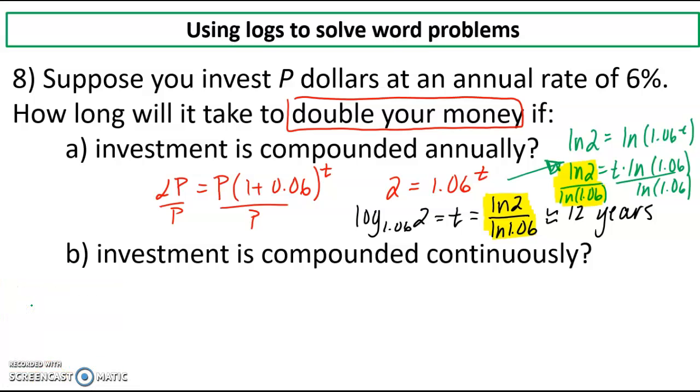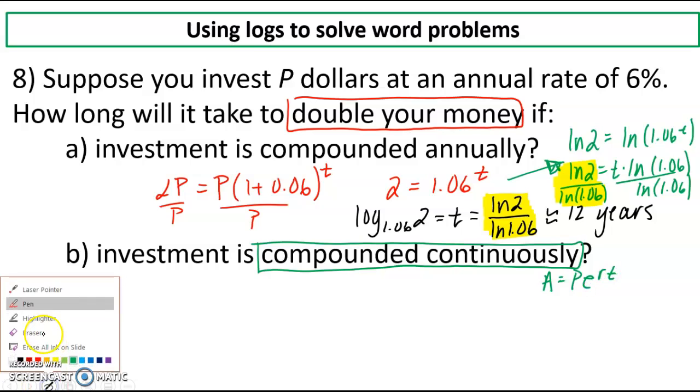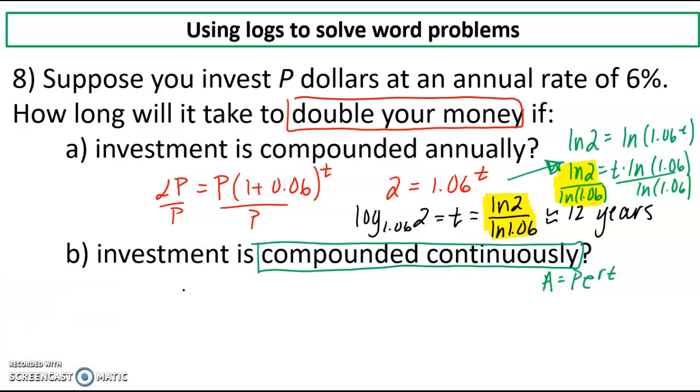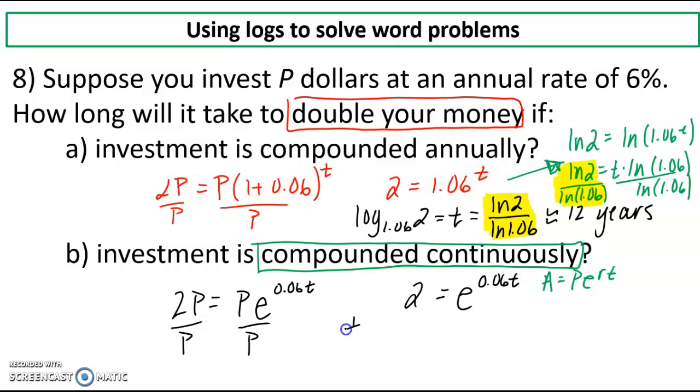All right, so now what if it is compounded continuously? So our continuous, that was our PERT formula. So I'm still looking to double. So 2P equals Pe to the 0.06 times t. My time is what I'm looking for. When I divide both sides by P, I get 2 is equal to e to the 0.06t.